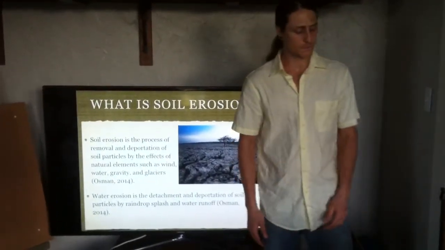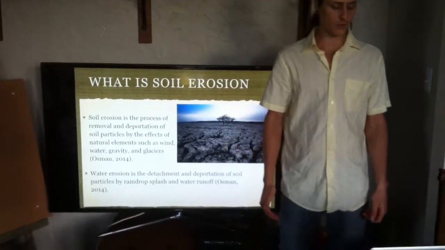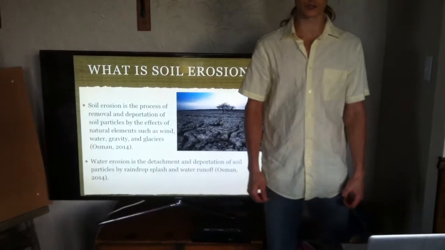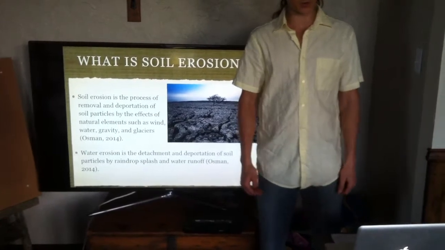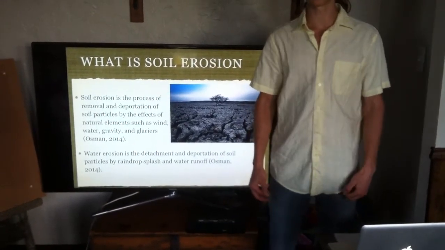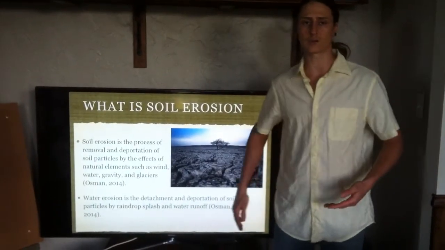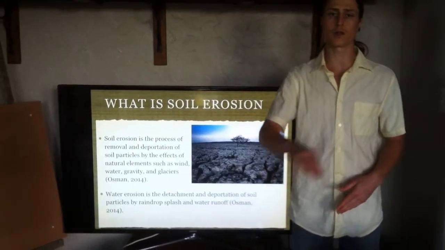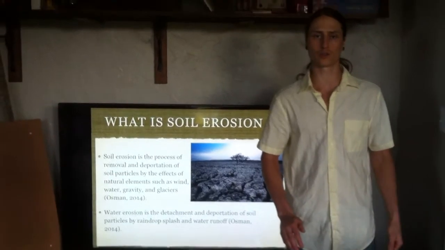What is soil erosion? Soil erosion is the process of removal and deportation of soil particles by the effects of natural elements such as wind, water, gravity, and glaciers. Water erosion in particular is the detachment and deportation of soil particles by raindrop splash and water runoff. It can also be caused by waves smashing against coastlines or fast-moving water through streams and rivers eroding soil banks. But for today we're going to focus on agricultural erosion.